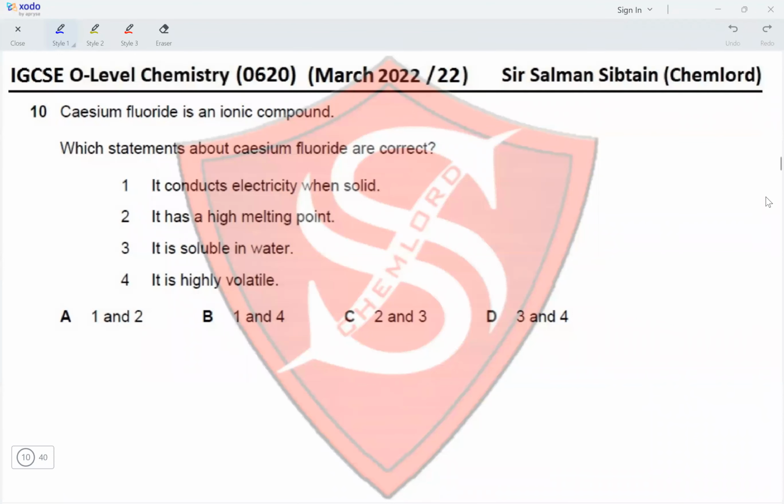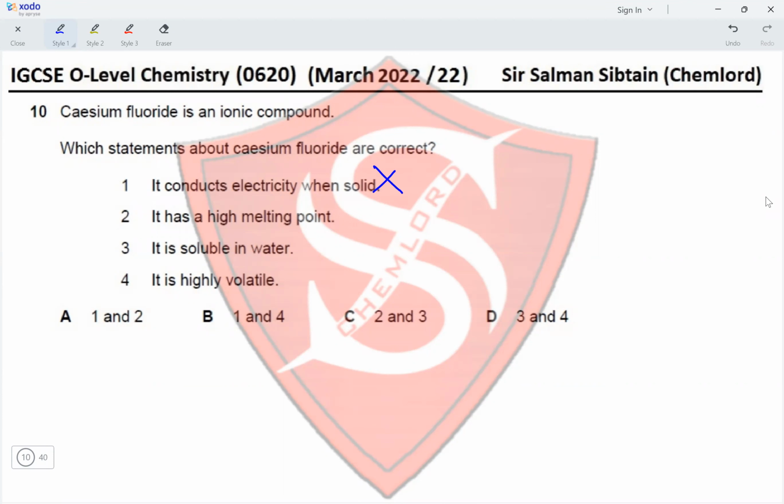Question 10. Cesium fluoride is an ionic compound. Which statements about cesium fluoride are correct? It conducts electricity when solid. An ionic compound will only conduct electricity when it is molten or in the aqueous state, not in the solid state.